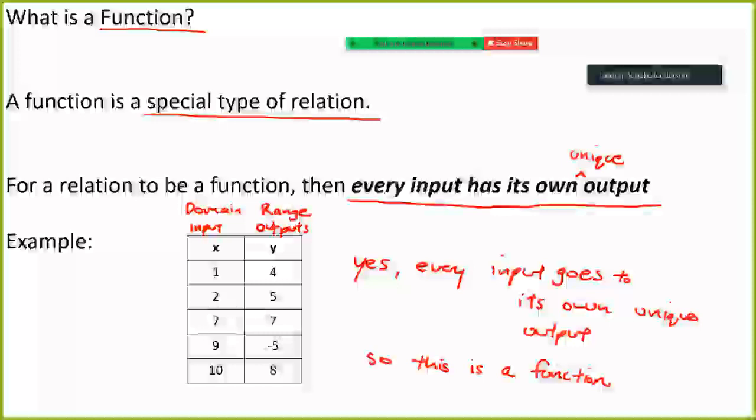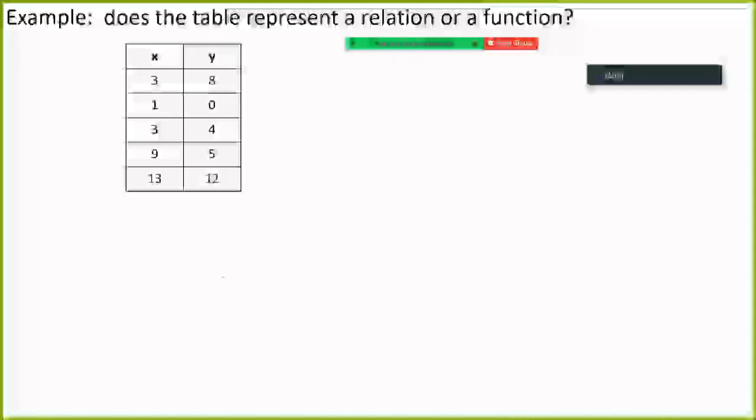So remember, what we're looking for is to examine the inputs and then make sure that each one we see goes to its own unique output. Let's look at an example where it's not a function. Next, here we go. A new table is given. Does the table represent a relation or a function? Remember, for it to be a function, every input has to go to its own unique output.